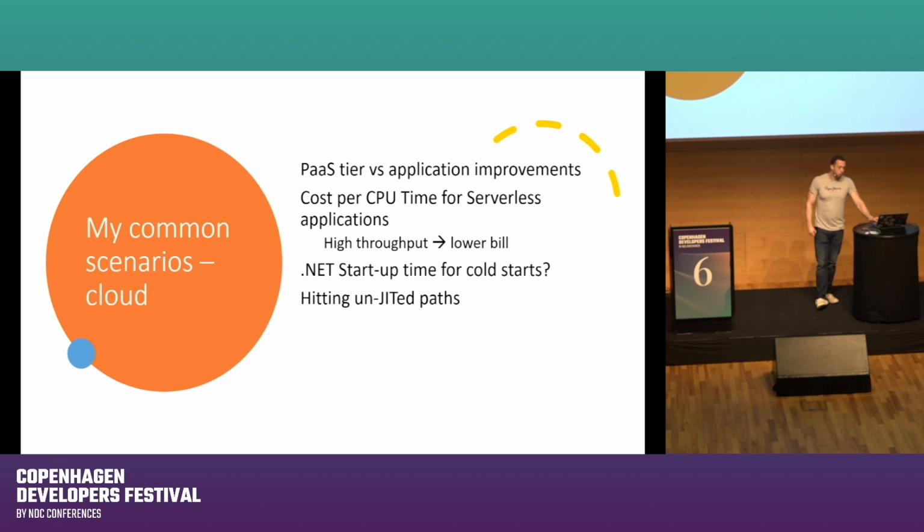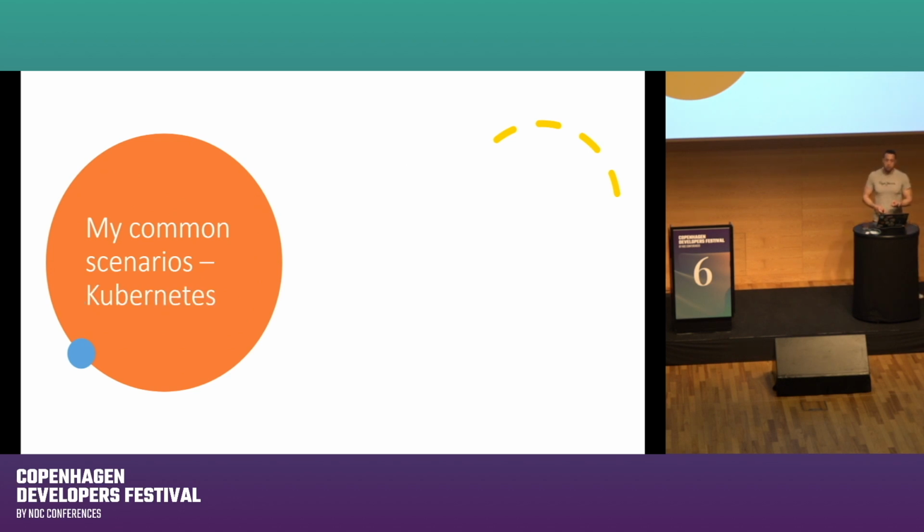Or do I hit unjitted paths? I deploy my application, it runs, and then someone asks my application that returns data to now make a PDF report out of that. Then it suddenly hits graphics libraries, layout libraries, PDF libraries, and that might just take a bit.